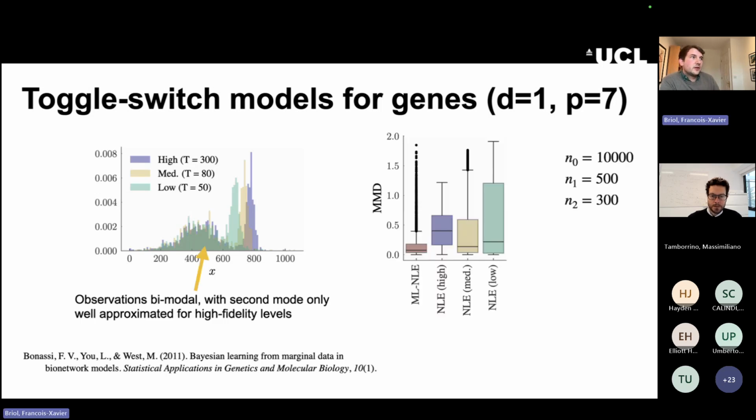And we see this also in the results. The metric is the maximum mean discrepancy, and you can see that for a fixed computational budget, using a combination of all three levels of fidelity gives a better performance than using only high fidelity, only medium fidelity, or only low fidelity, which are the right three box plots.